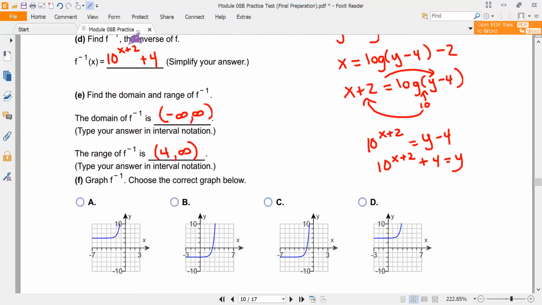So this is a shift left 2 and up 4 if you think about shifting, and remember it's an exponential, so it should have that exponential growth shape. So left 2, that means this guy's out and this guy is out, and then it's up 4. So see, this goes down, but this one goes up, and it goes up 4. It has that horizontal asymptote at positive 4. So it's going to be A.